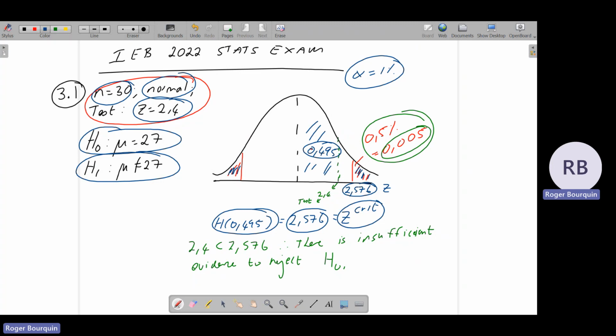So if a test is going to disprove the null hypothesis, remember, it has to be in that region. But for this particular test, the Z score generated with the mean that they got was 2.4. So it doesn't fall in the significant region. It would have to be bigger than 2.576. So in other words, 2.4 is less than 2.576, and there is insufficient evidence to reject the null hypothesis.